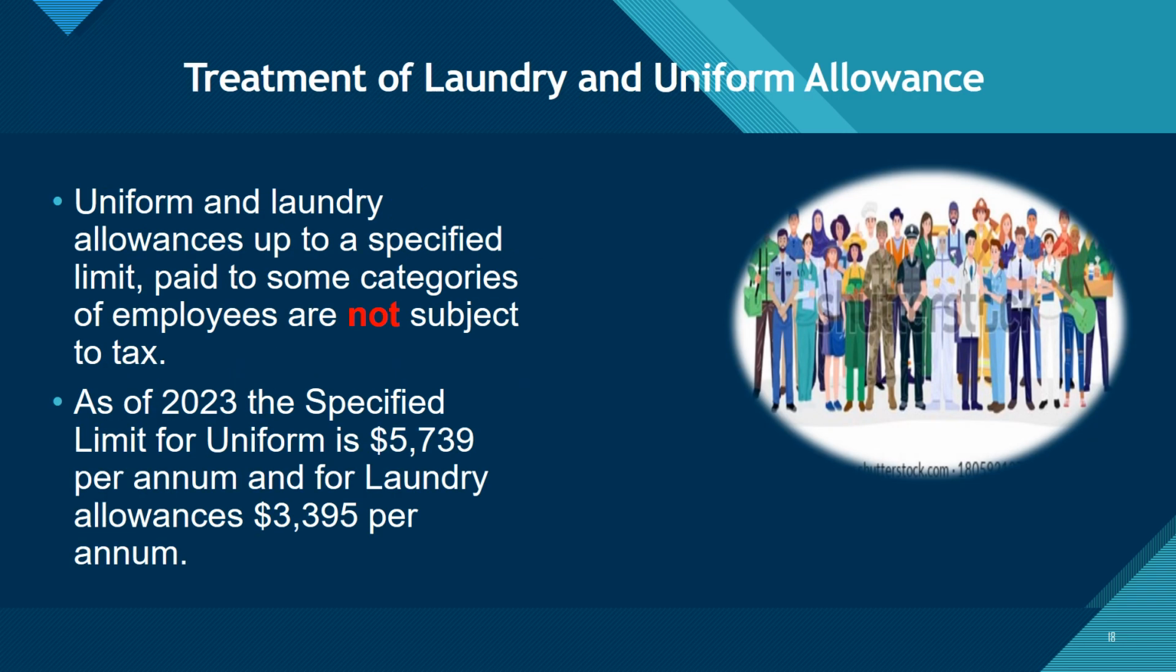Treatment of laundry and uniform allowance. Uniform and laundry allowances up to a specified limit, paid to some categories of employees, are not subject to tax. As of 2023, the specified limit for uniform is $5,739 per annum and for laundry allowance is $3,395 per annum.